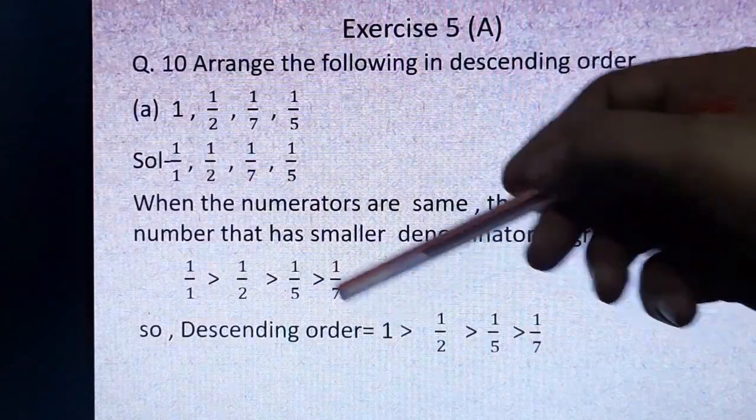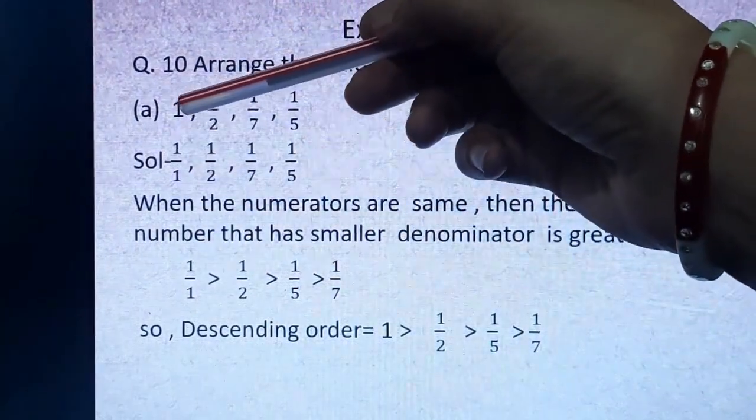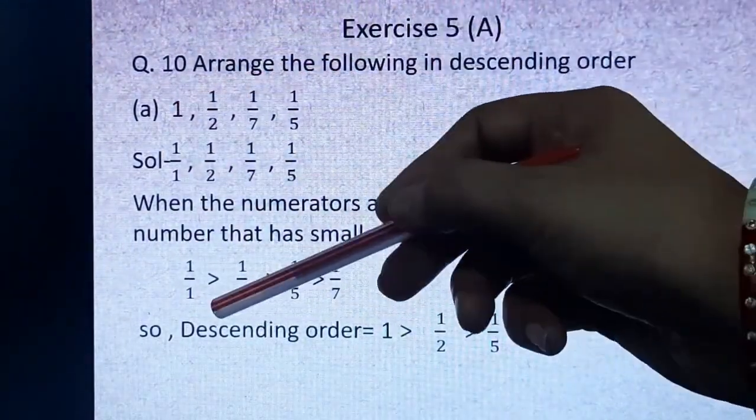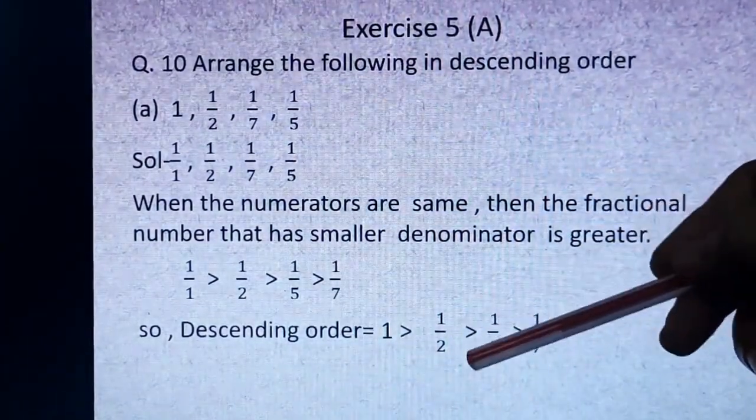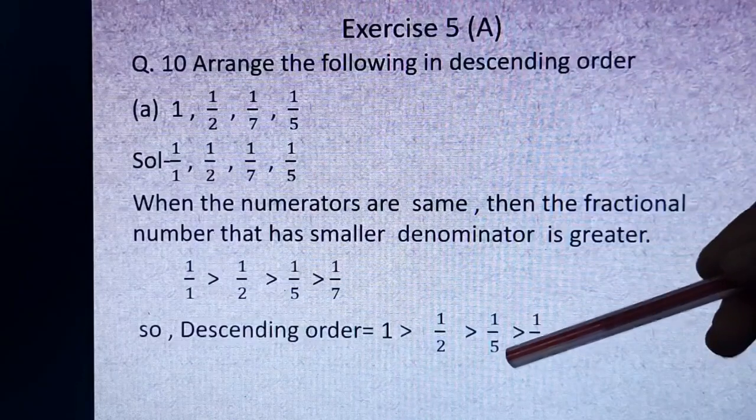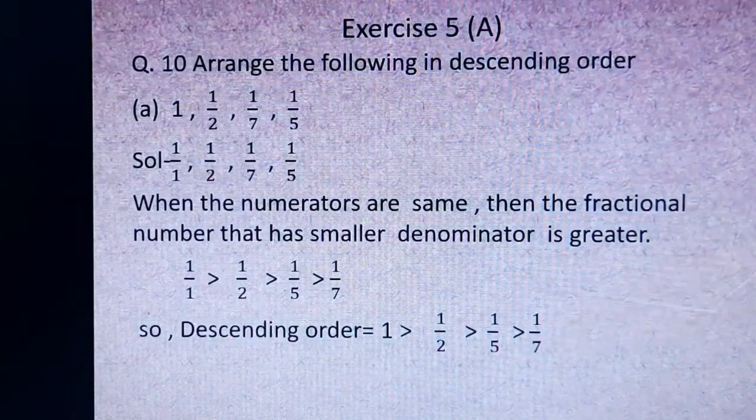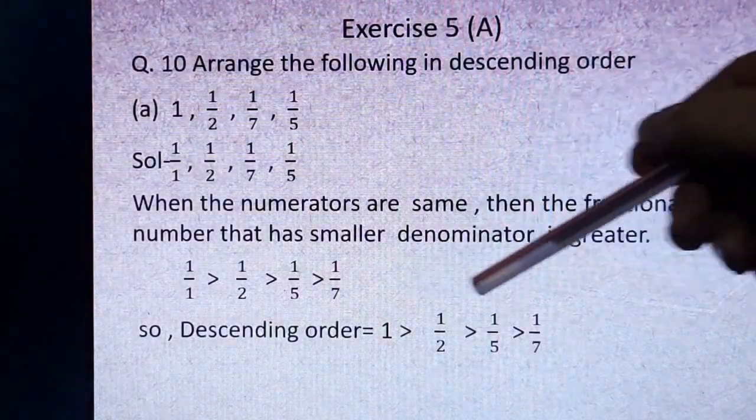So descending order is 1 upon 1, in original form it is 1 only. So we will write down descending order: 1 is greater than 1 upon 2, 1 upon 2 is greater than 1 upon 5, and 1 upon 5 is greater than 1 upon 7. So here we have written the descending order.